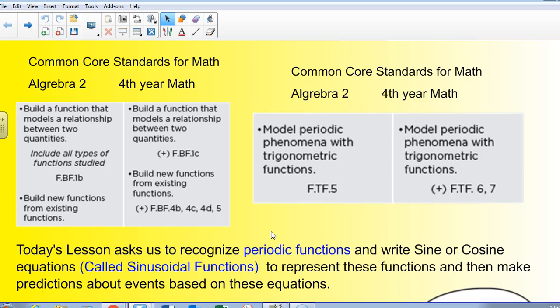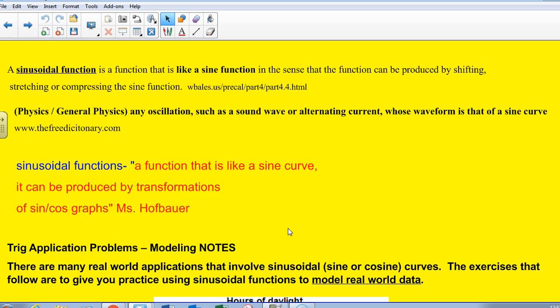This lesson is on modeling periodic phenomena with trig functions, which is straight out of the Common Core 4th year math, which pre-calc is considered 4th year. I don't know if you guys, you're not all seniors, but this is your 4th kind of high school math. Okay. We're going to talk about sinusoidal or periodic functions.